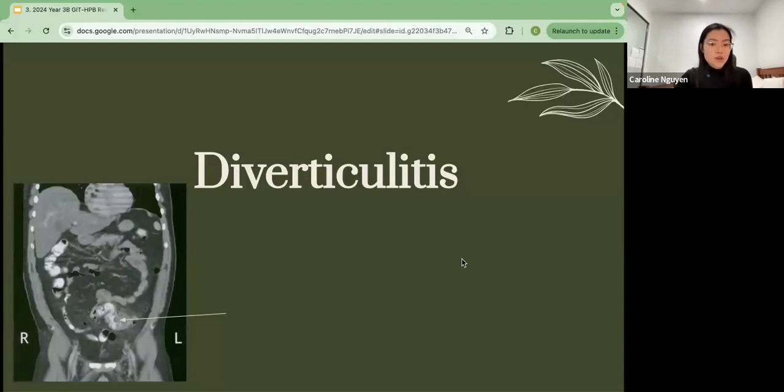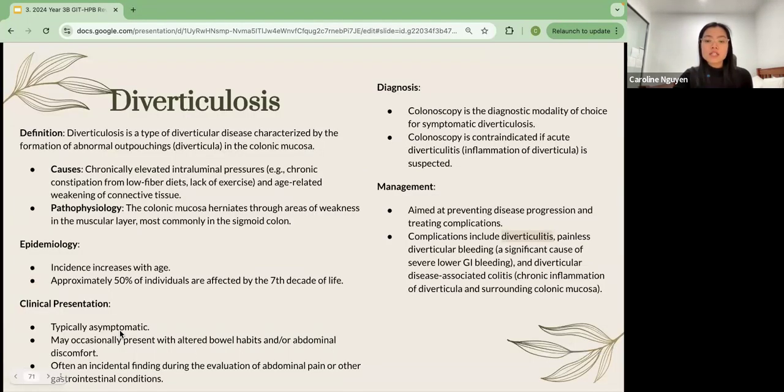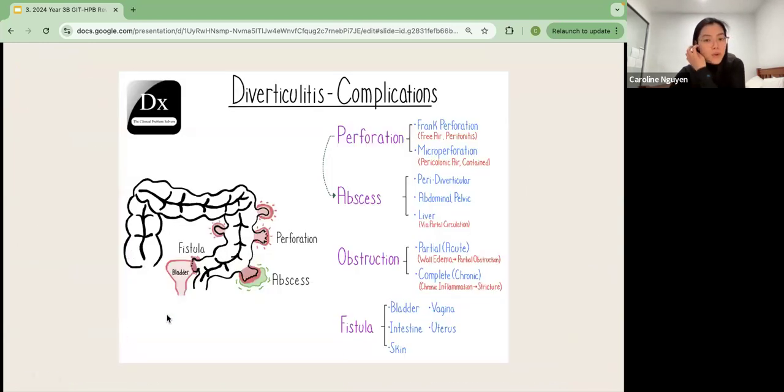Diverticulitis. Here's a picture of it. You've got a lot of swelling, and I believe this is a picture of one that has already perforated. Diverticulitis comes from diverticulosis. Diverticulosis is just a condition that normally doesn't present with any symptoms. It's just a simple outpouching of the bowel.